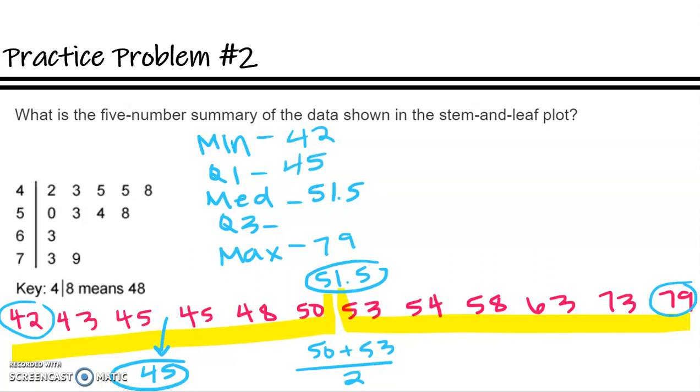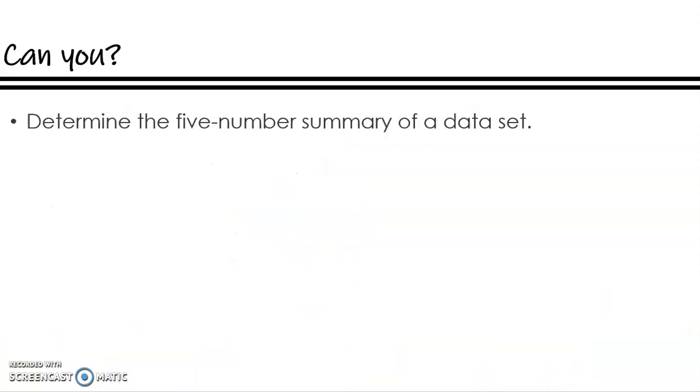And then I'm going to do the same thing with my upper half. Again, my middle numbers, there we go, are these two. So I need to average them. 58 plus 63, divide by 2, and I get 60.5 as my Q3. Again, these two were in the middle. Before you leave, make sure you can determine the 5-number summary of a data set, and thanks for watching.